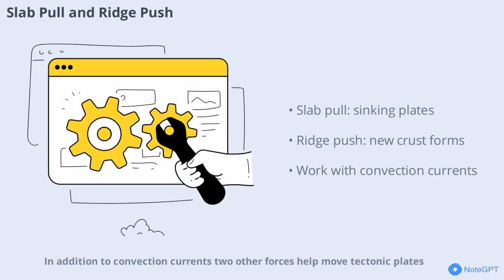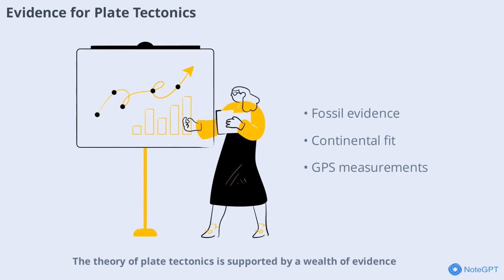In addition to convection currents, 2 other forces help move tectonic plates: slab pull and ridge push. Slab pull occurs when a dense sinking plate pulls the rest of the plate along as it subducts into the mantle. Ridge push happens at mid-ocean ridges where new crust forms and pushes plates apart. Together, these forces drive the complex motion of Earth's plates. The theory of plate tectonics is supported by a wealth of evidence.